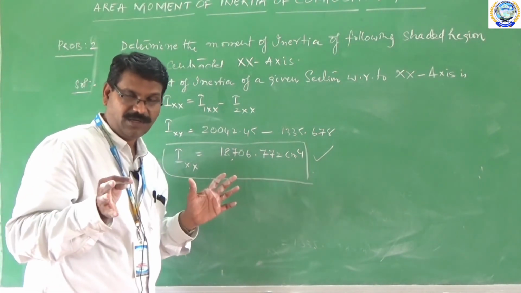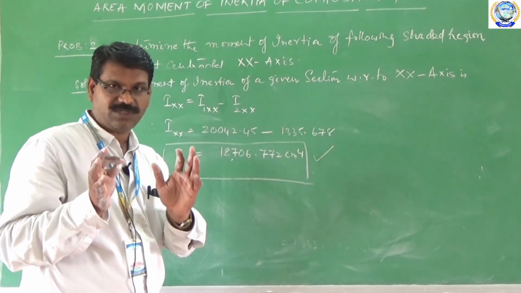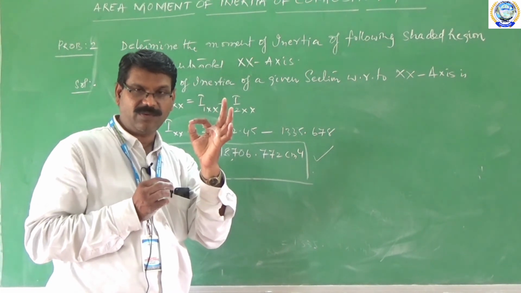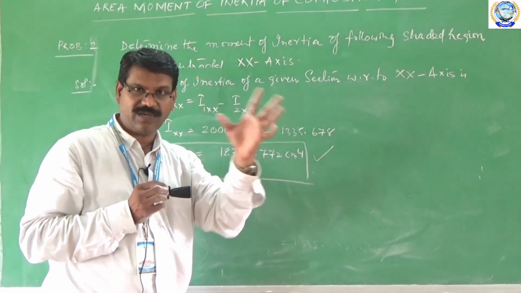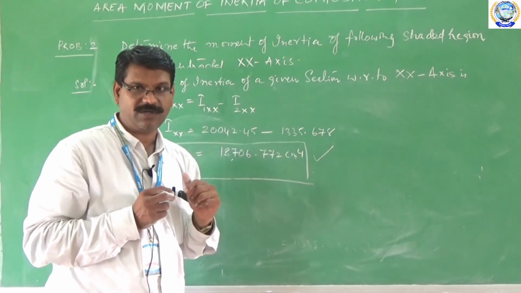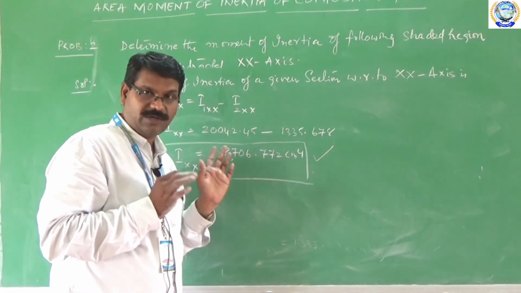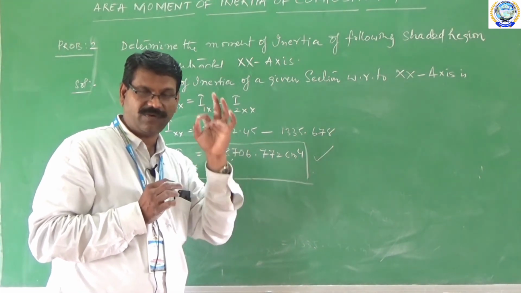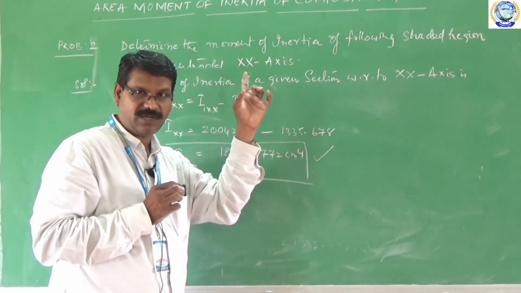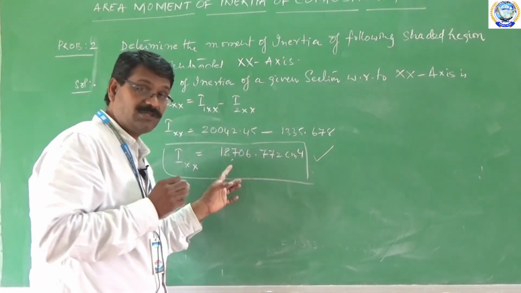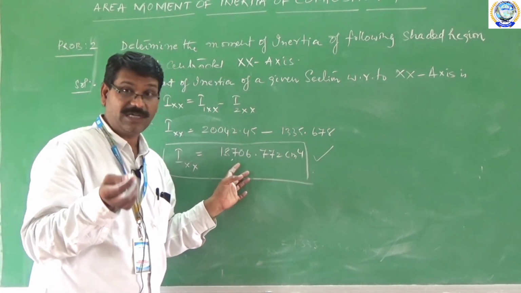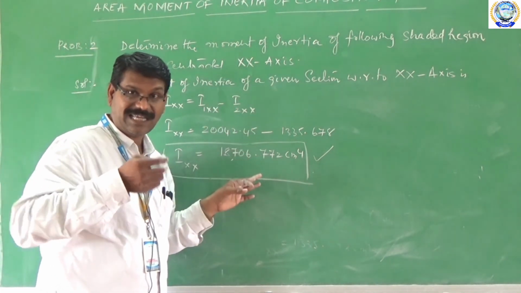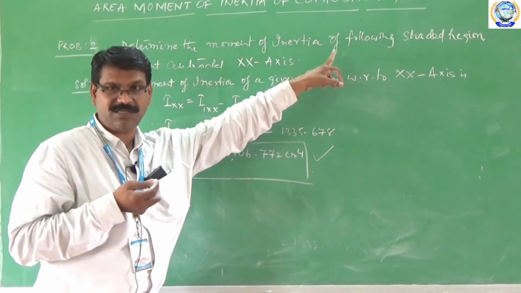So, we have completed the determination of area moment of inertia with respect to the three categories. The first category is determination of area moment of inertia of simple figures, that we completed in the previous video lecture. And in the present video lecture, we completed two problems: the determination of area moment of inertia of a composite figure, that is problem number 1, and the determination of area moment of inertia of a given shaded region with respect to the centroidal x-axis, which is the second method, that is, shaded regions.